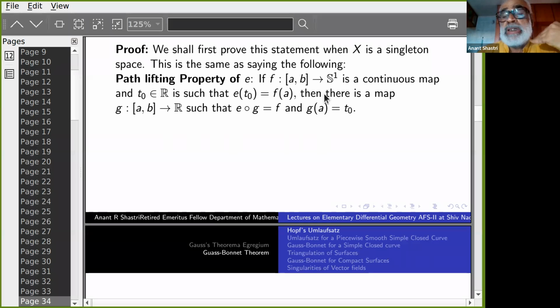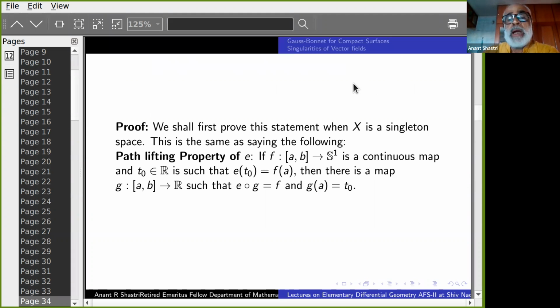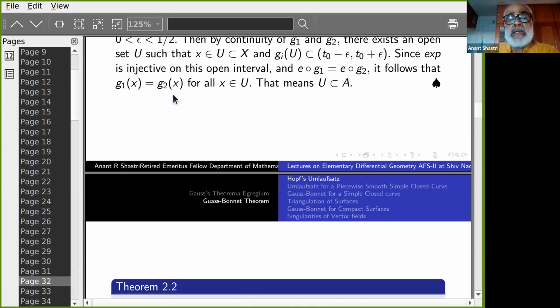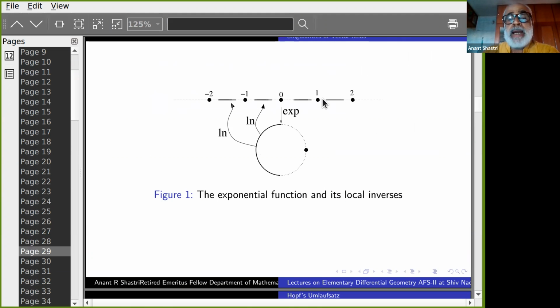Just now what we are doing is pure topology. That's a path, and this function G will be a lift of this one. When you push it down by E, that will be a function inside S1. I am all the time having this picture in mind: R is standing above the real line and a circle is standing below, and this is the exponential function E.